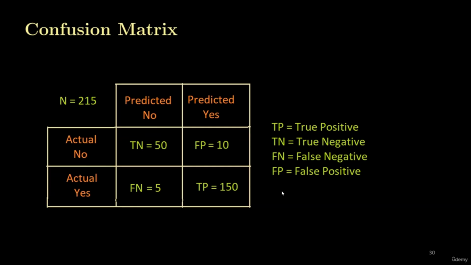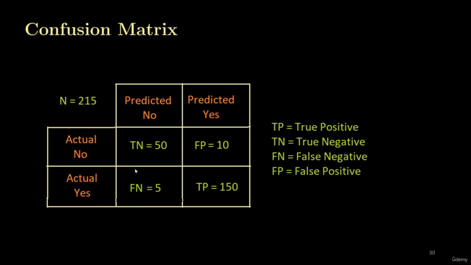Now, the name is defining everything. This is true and these are negative. So basically, these 50 samples belong to the negative class and the model is predicting them truly. Similarly, these 150 samples belong to the positive class and the model is predicting them correctly or truly. On the other hand, these 10 samples belong to the negative class, so the model is saying they belong to positive. So the model has classified them as positive, which is false. That's why it is known as false positive.